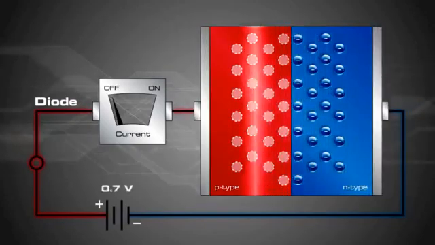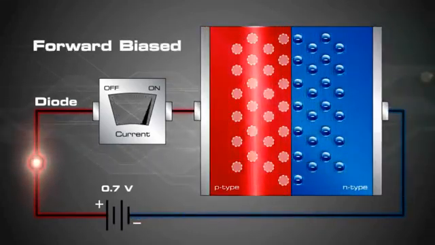If the voltage pushing the electrons and holes has sufficient strength to overcome the depletion zone, approximately 0.7 volts for a typical silicon diode, the electrons and holes combine at the junction and current passes through the diode. When a diode is arranged this way with a power supply, it is said to be forward biased.